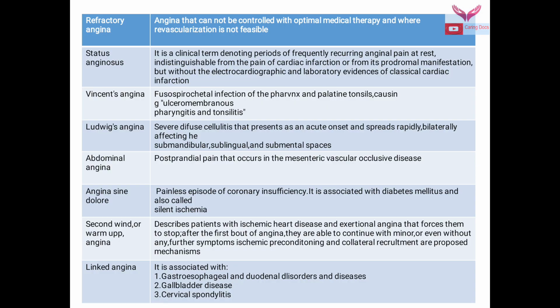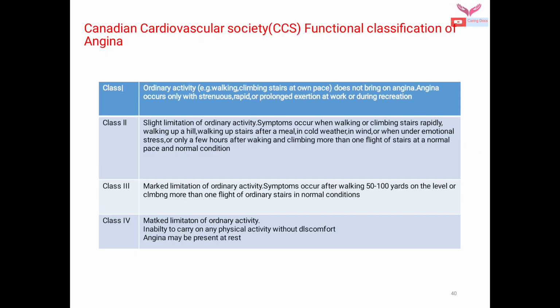Angina sine dolore is a painless episode of coronary insufficiency. It is associated with diabetes mellitus and also called silent angina. Second wind or warm-up angina describes patients with ischemic heart disease and exertional angina that forces them to stop after the first bout of angina, and they are able to continue with minor or even without any further symptom. Ischemic preconditioning and collateral recruitment are proposed mechanisms. Linked angina is when it is associated with gastroesophageal and duodenal disorders and diseases, gallbladder disease, cervical spondylitis.